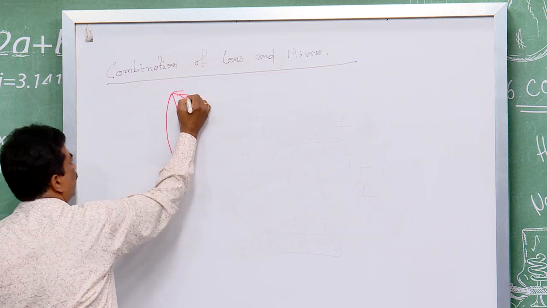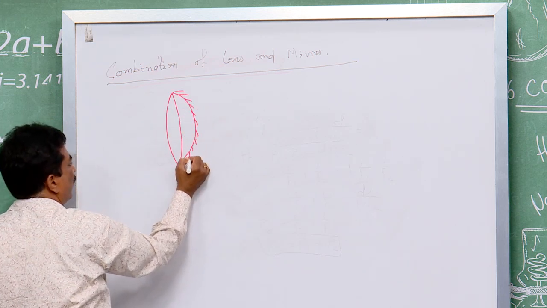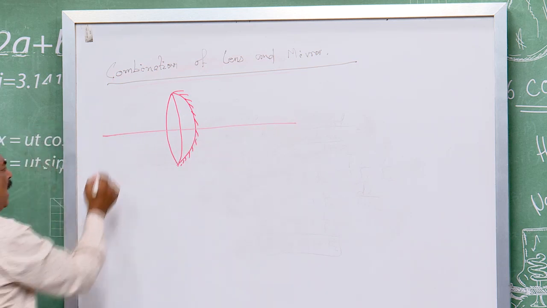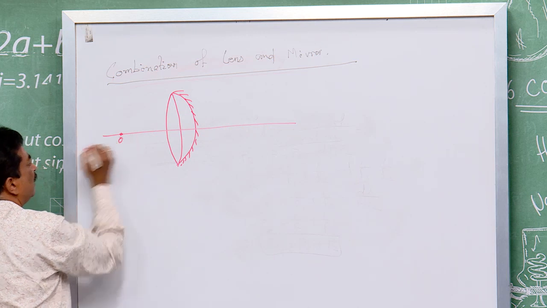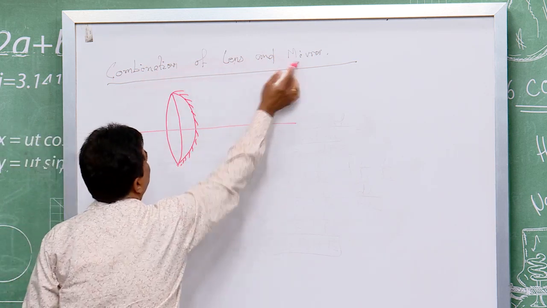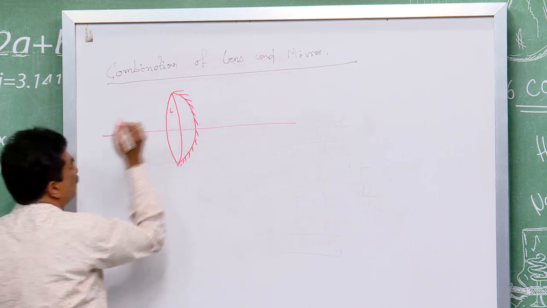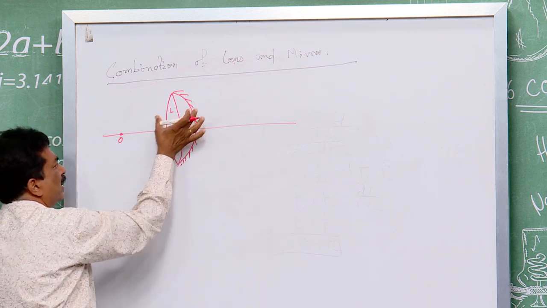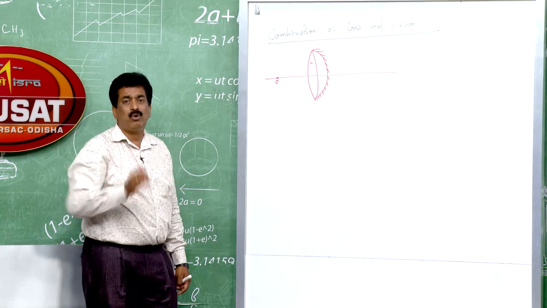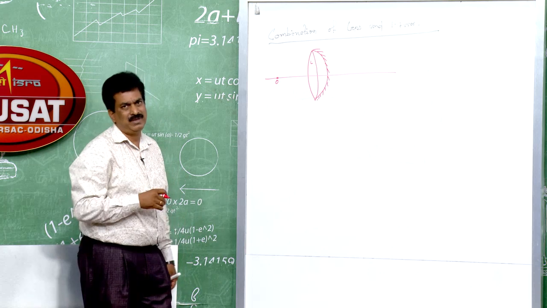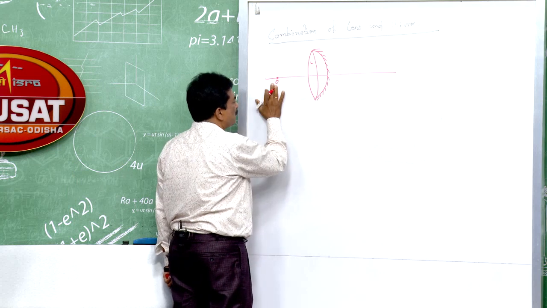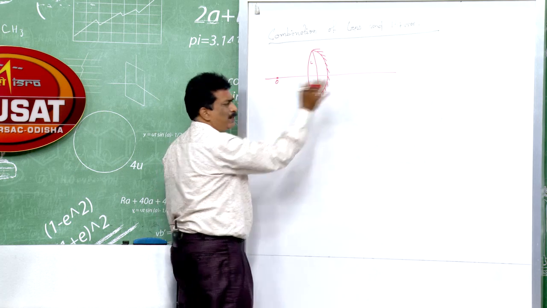So, this mirror is silvered on one side. If this is the optical axis, an object is taken here, suppose the object is O. The question is, if the lens and the mirror, this is the lens and this is the mirror, are in combination, and the object is at O, then where will the image be formed? Students, first think: if this is the lens and the object is here, how will that image be formed?